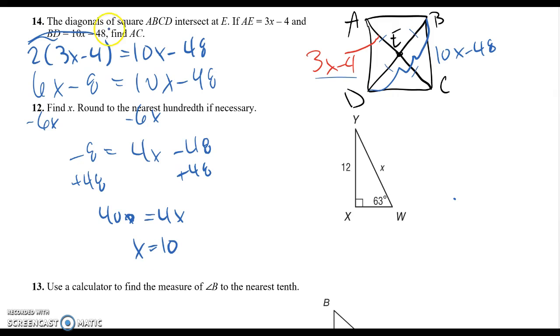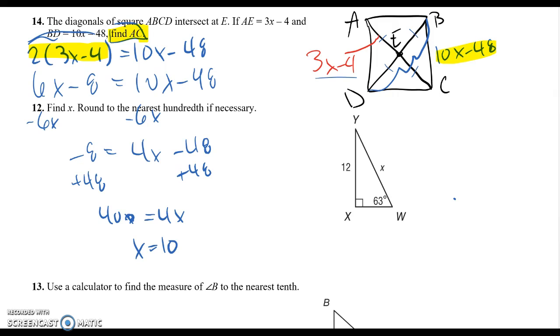Okay, but these guys wanted AC. Y'all see that up here? They wanted AC, not just x. So AC, well, you can set it up 2 ways. You can set up, again, 3x minus 4 times 2, like we did right here, because that's what AC is. But AC is also equal to BD because we're a square. So I'm just going to set it up that way.